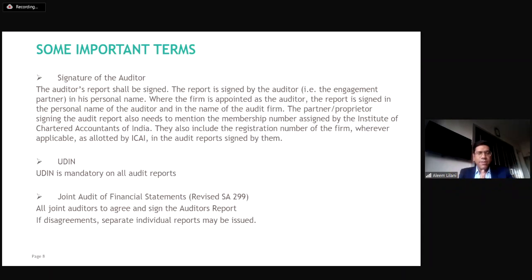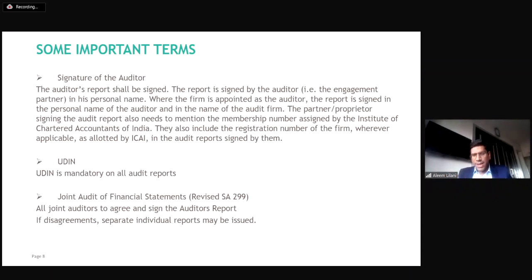I just wanted to make that very clear to everyone. The next part is a joint audit. If you're doing a joint audit, the joint auditor and you both have to agree on the report. So it has to be shared, it has to be discussed, it has to be agreed. And then both of you have to sign the single report.